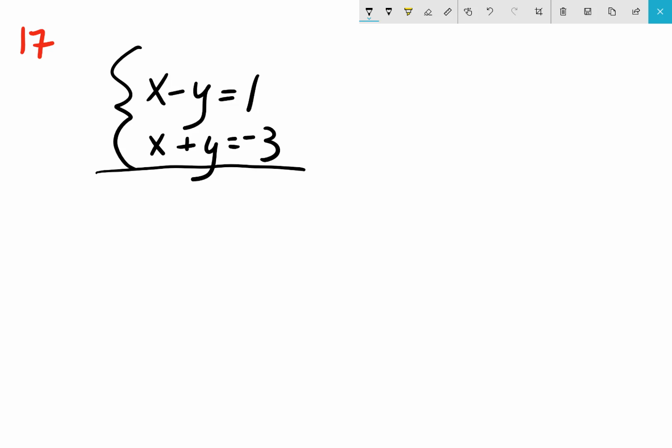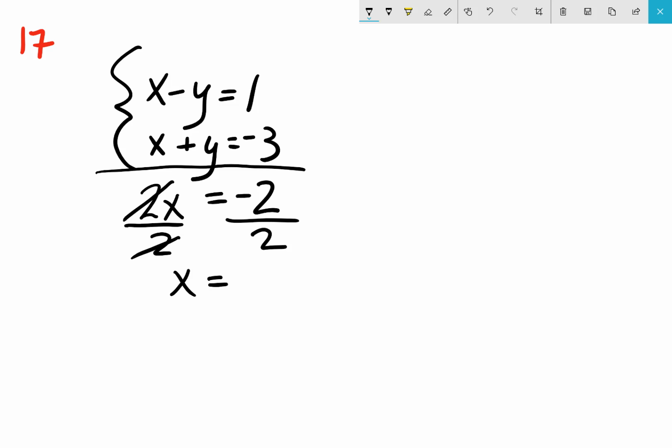X plus x is 2x. -y plus +y is 0, so it's gone. The y's are gone. 1 plus -3 is -2. You want to find out what x is, you'll have to divide by 2, because x is being multiplied by 2, so you divide by 2 to make those 2's cancel. So x equals -2/2, which is -1.